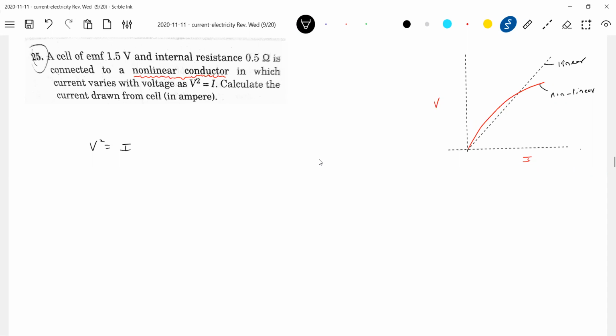So what is basically the circuit? Circuit will be like this. This is E, this is the internal resistance, and it is connected to that particular device, in which current varies with voltage. So what is that V? V is here. Calculate the current drawn from the cell.